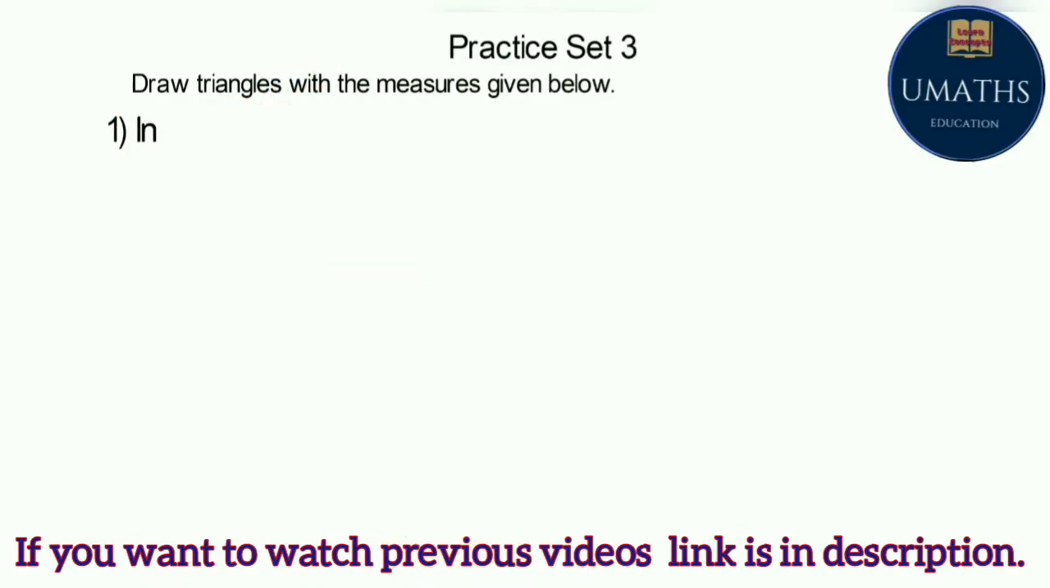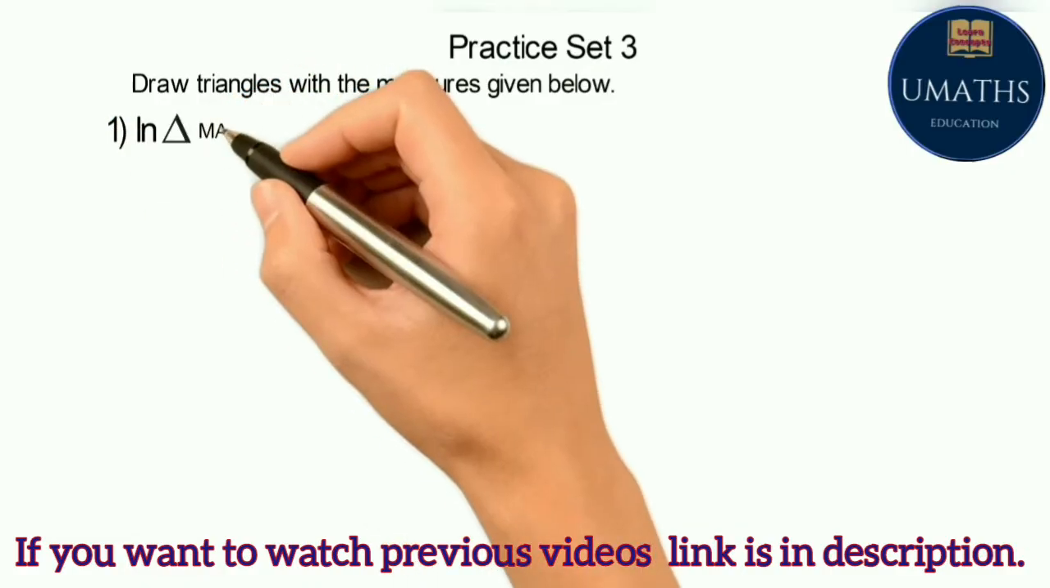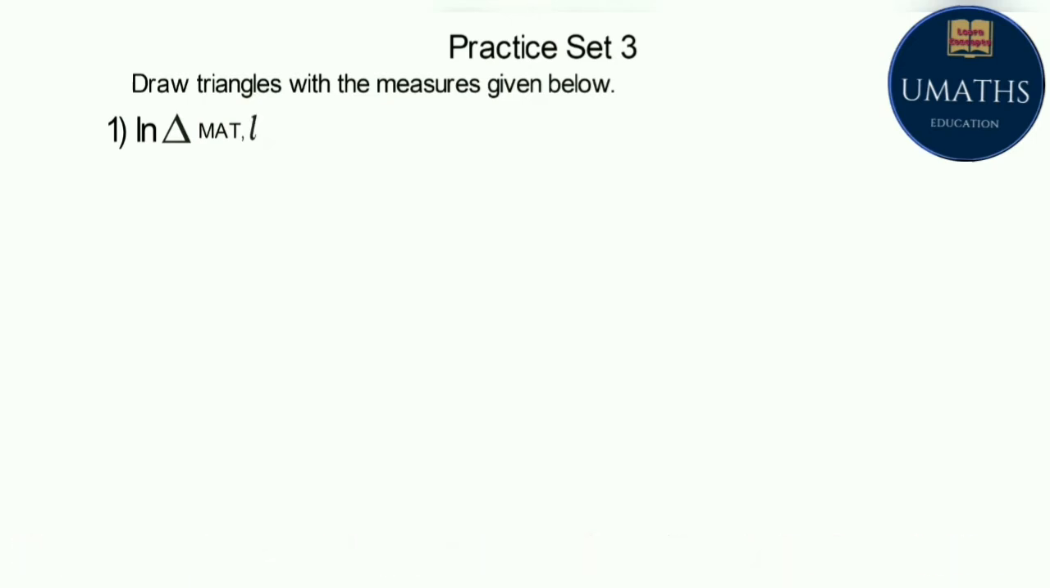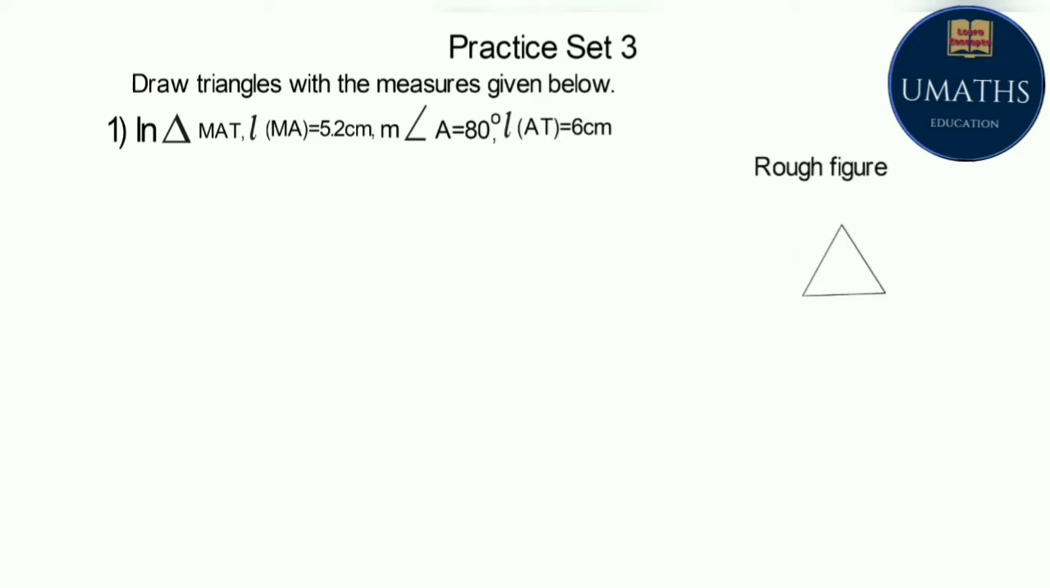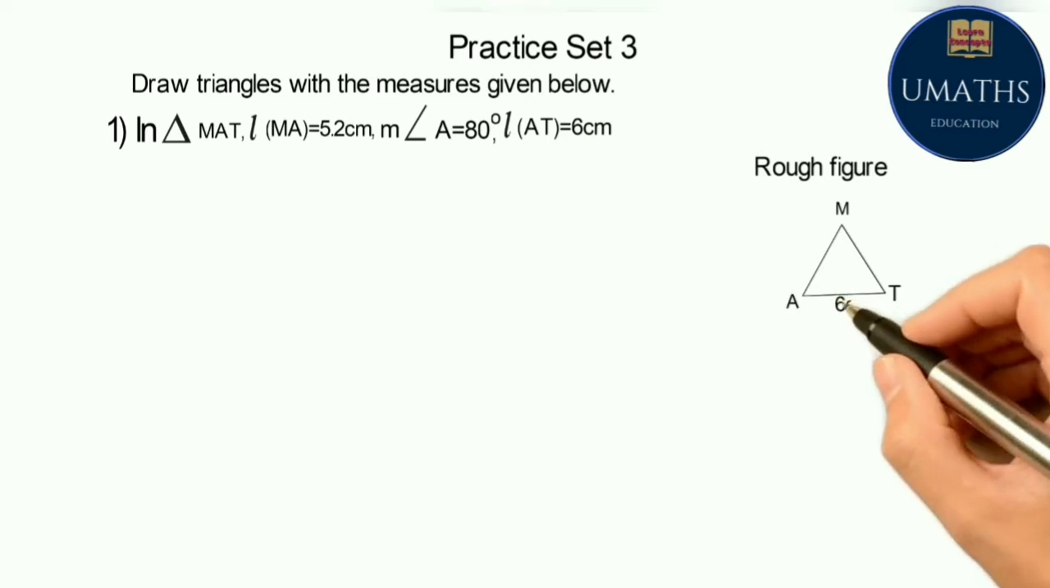3. In triangle MAT, length of MA is equal to 5.2 cm. Measure of angle A is equal to 80 degree and length of AT is equal to 6 cm. In the provided information, the included angle measure is acute angle, then the triangle will be acute angle triangle.